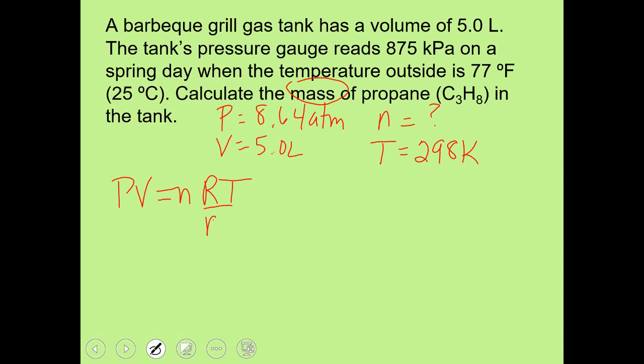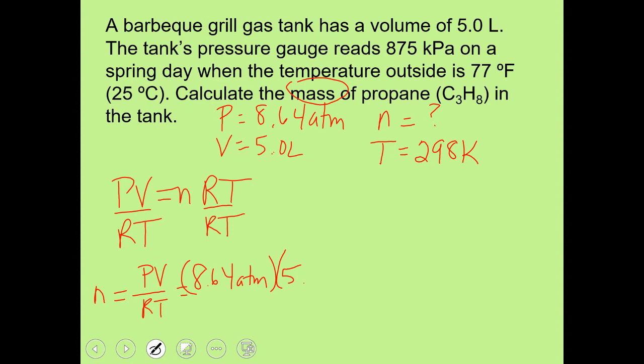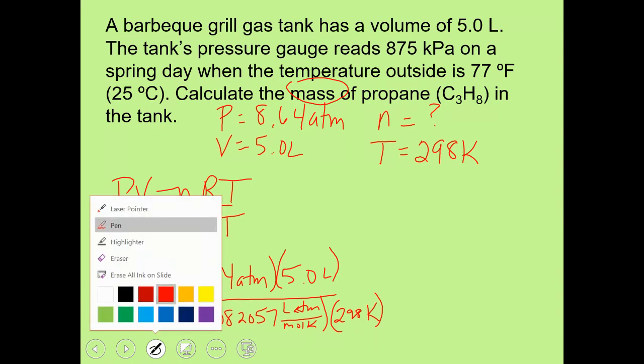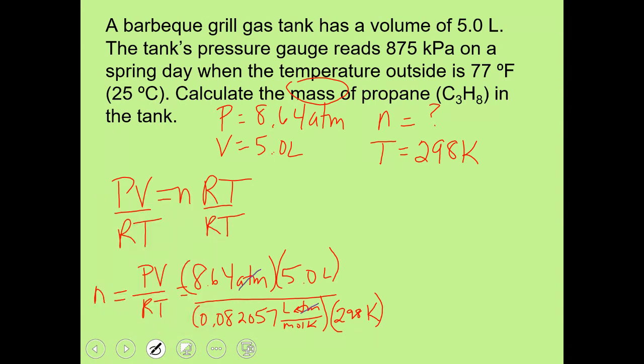So if I'm looking for the moles, I've got to divide by RT this time. So the moles are equal to PV over RT. 8.64 atmospheres, 5.0 liters, R, 0.082057, and the temperature 298 Kelvin. So again, you can get rid of your units, and you're going to end up with moles.